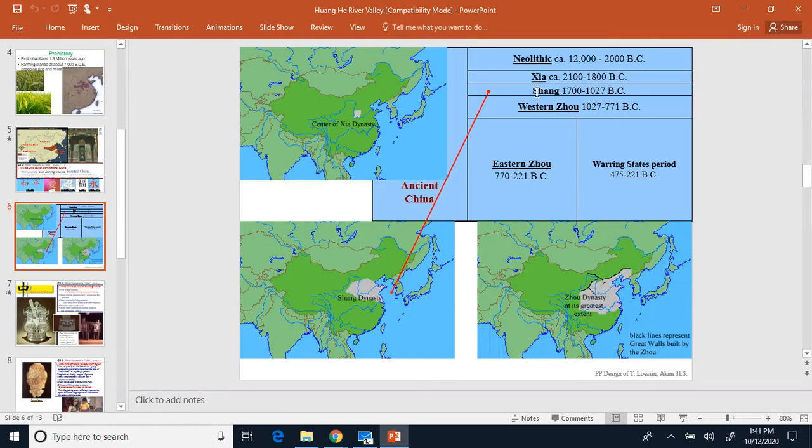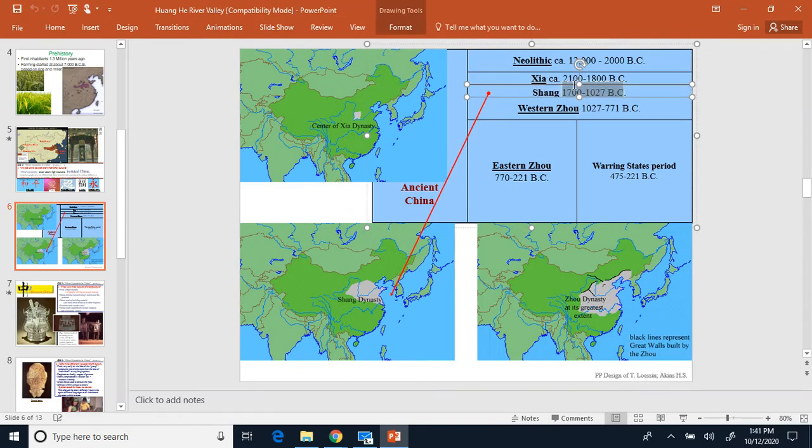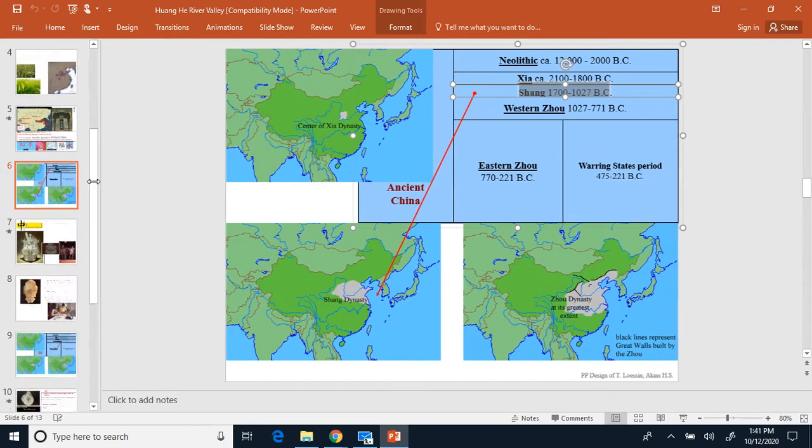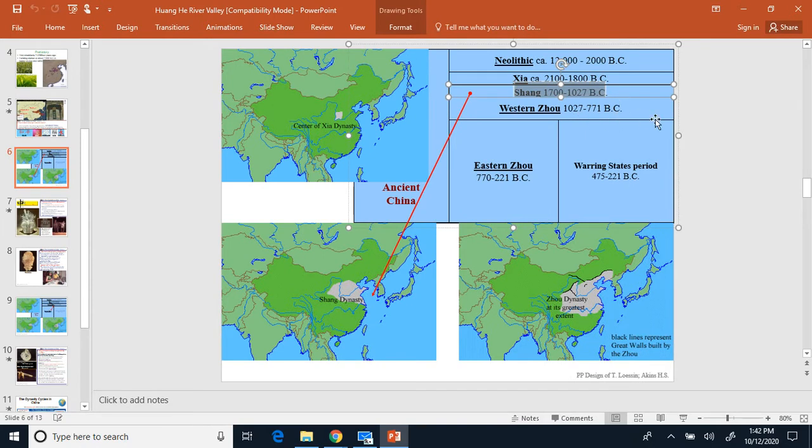Gonna make a new bullet, if you would please. And we're gonna write down Shang, 1700 to 1027 before Common Era. So once again, Shang 1700 through 1027 before Common Era.